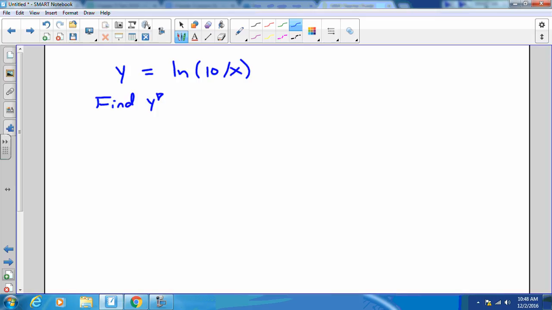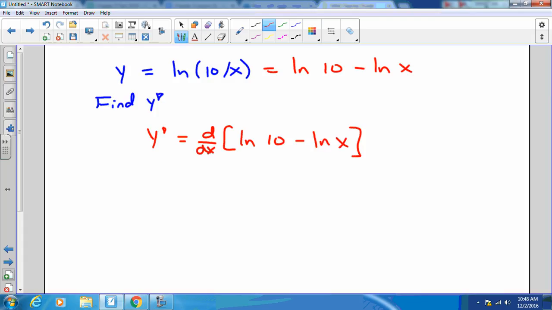Watch what happens if I pull off a log property decomposition first. If I first take y, leaving the calculus alone, and I simply decompose this as ln 10 minus ln x using my quotient property. Now all of a sudden y prime is equal to the derivative with respect to x of ln 10 minus ln x, which is 0 minus 1 over x, and I am done. No chain rule, no quotient rule. Love it, love it, love it.